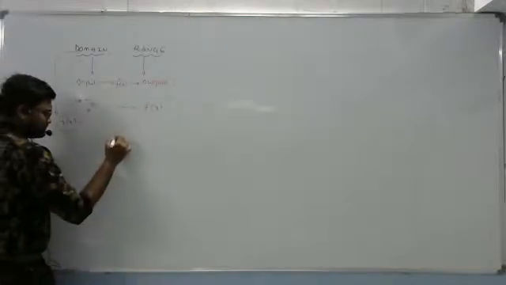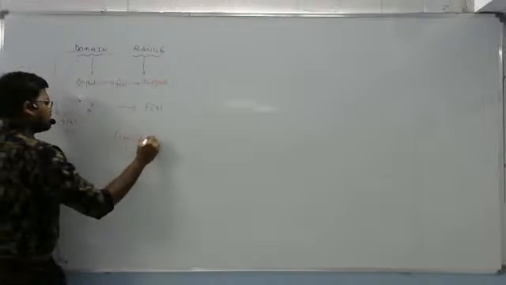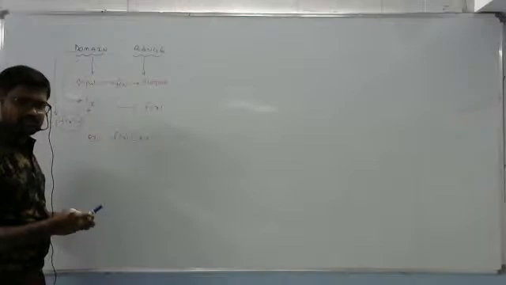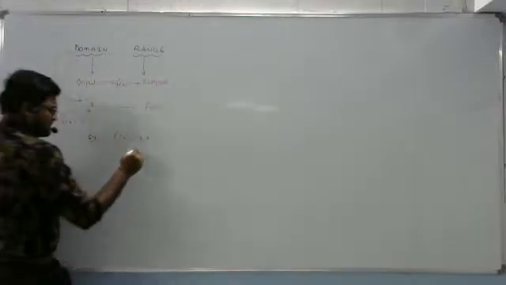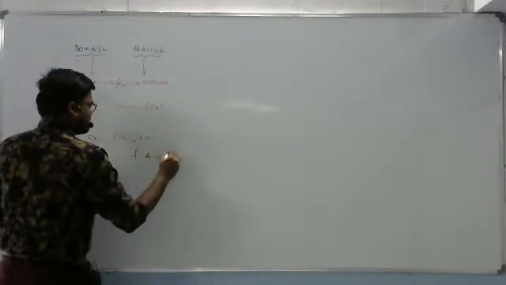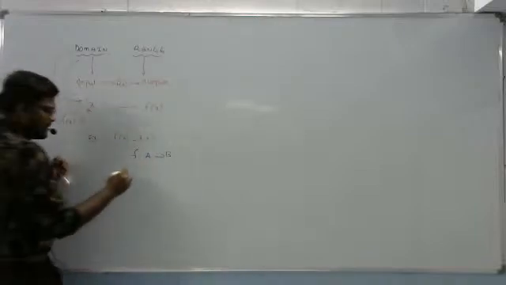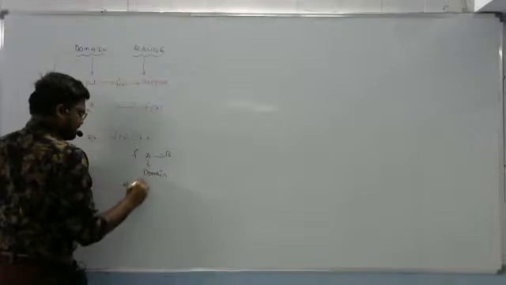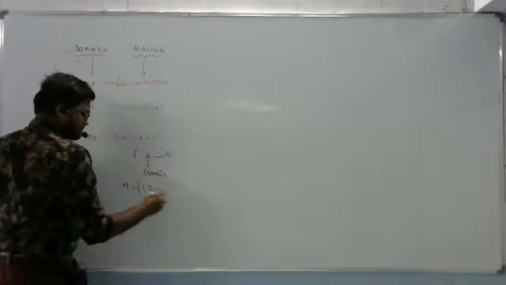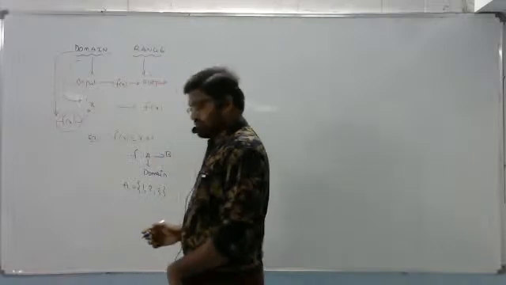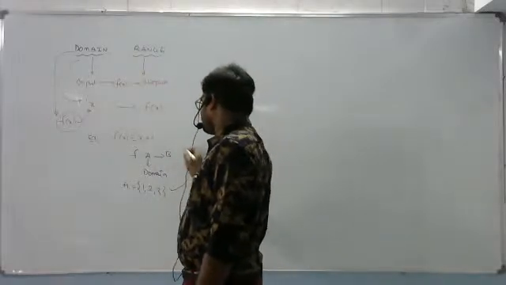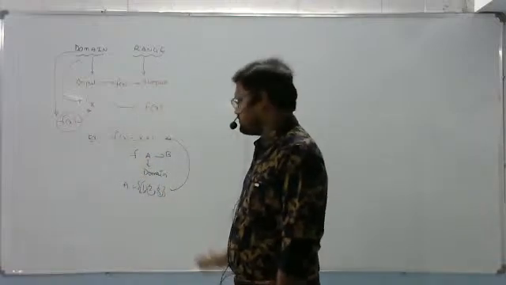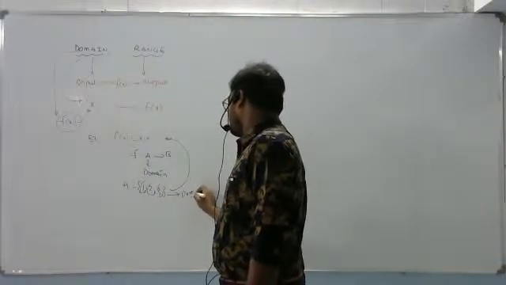For example, I have given you f of x equal to x plus 1. And I said f is defined from A to B. What is A here? Domain of the function. And I gave you A as 1, 2, 3. And I asked you to find the range. How do you find it? You will just substitute this domain in the given function.